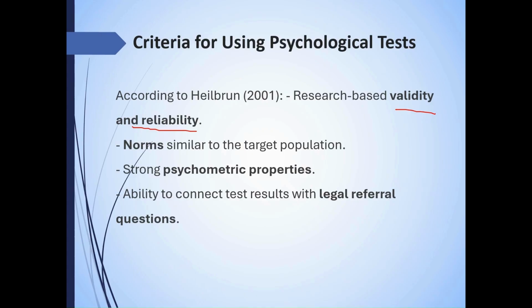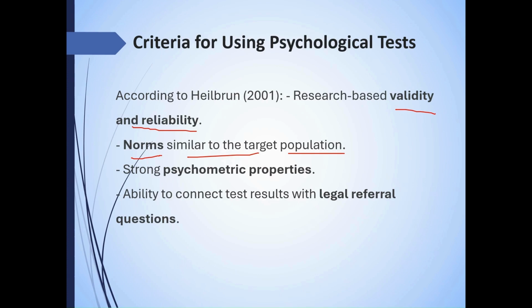That is reliability. So the test that will be used for psychological testing should have high validity and reliability. All right, and then the test should be standardized for the population being tested. So the norms should be similar to the target population. We know what standardization is also. All of this we have studied in our second year. So the test should be standardized and the norms should be clear for the target population.